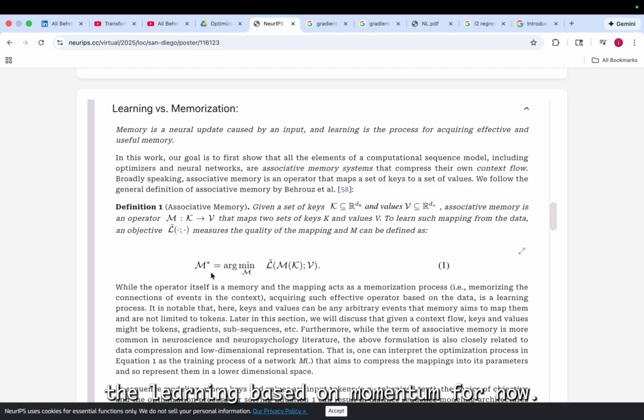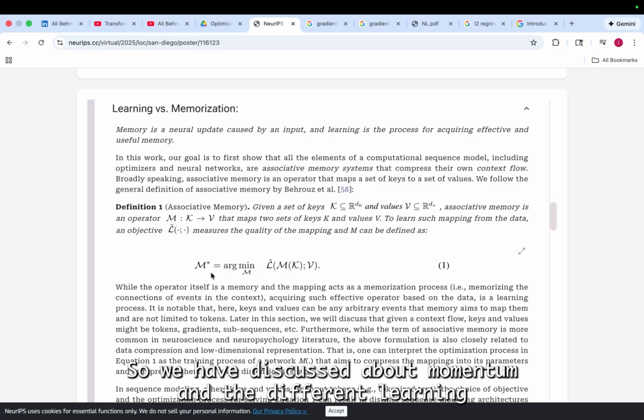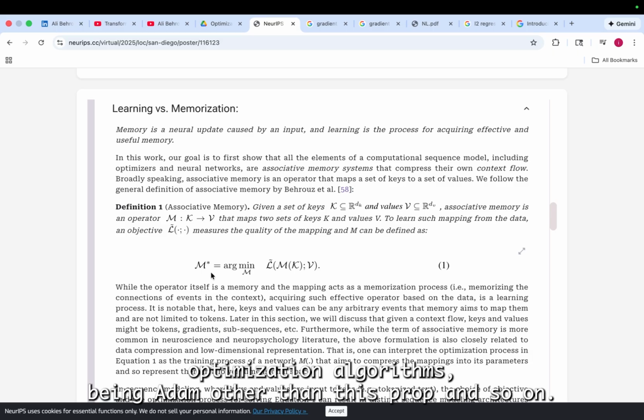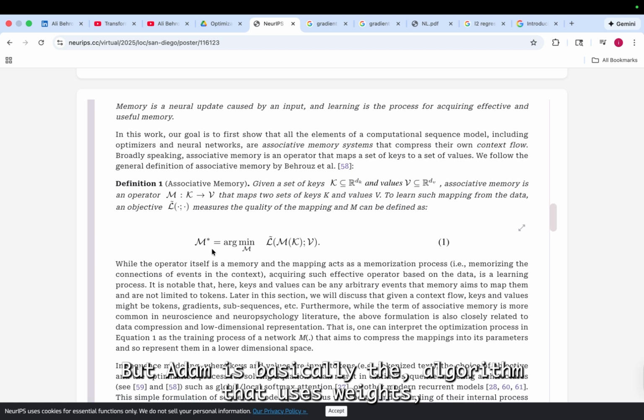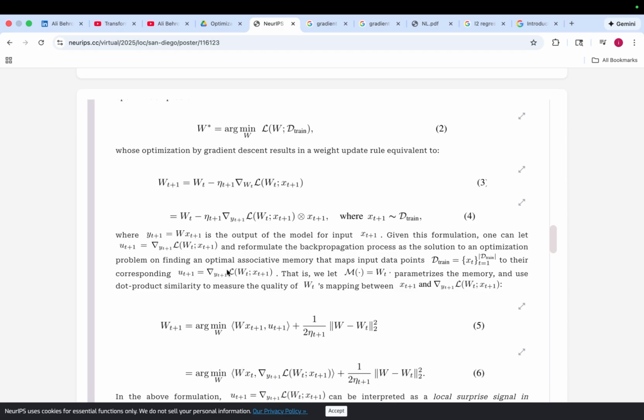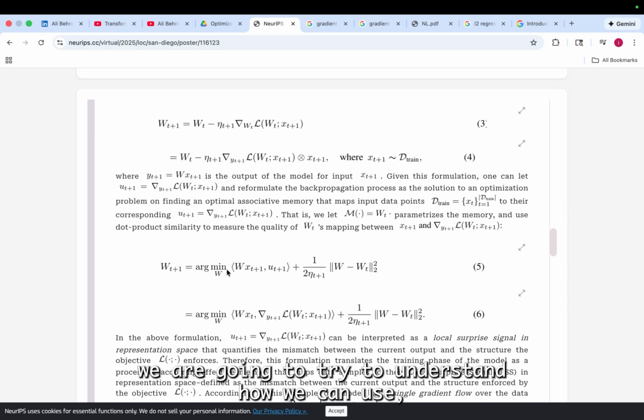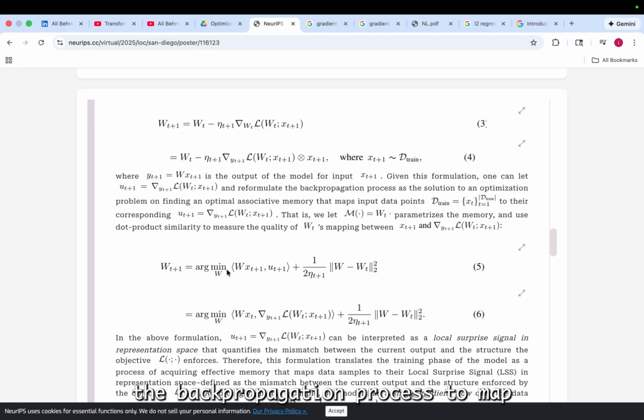redefine the learning based on momentum for now. So we have discussed momentum and the different learning optimization algorithms, being Adam, RMSProp, and so on. But Adam is basically the algorithm that uses weights. We are going to try to understand how we can use the backpropagation process to map the particular values or inputs as key value pairs.